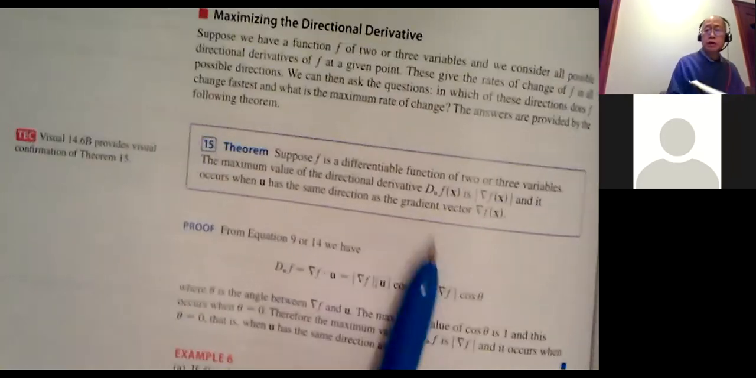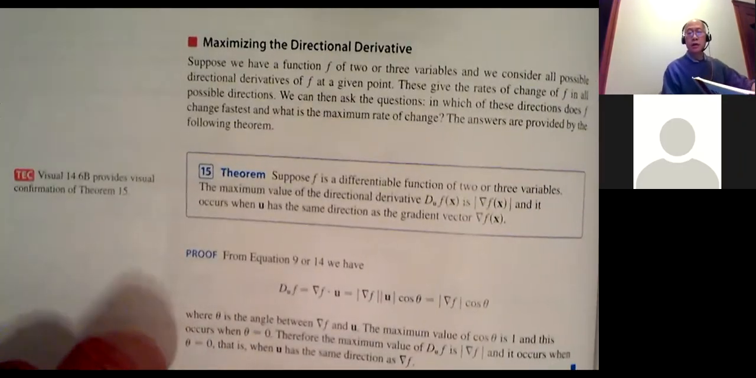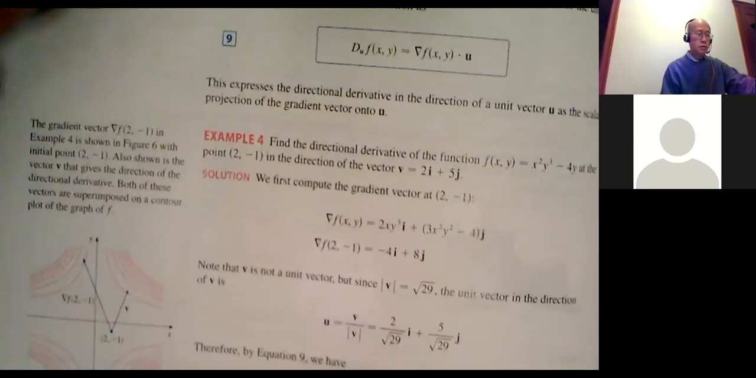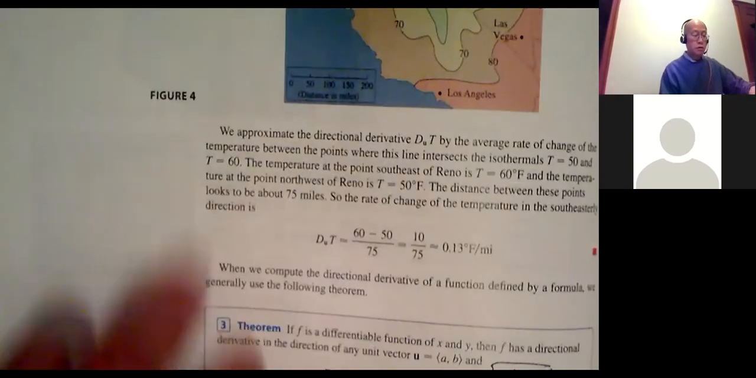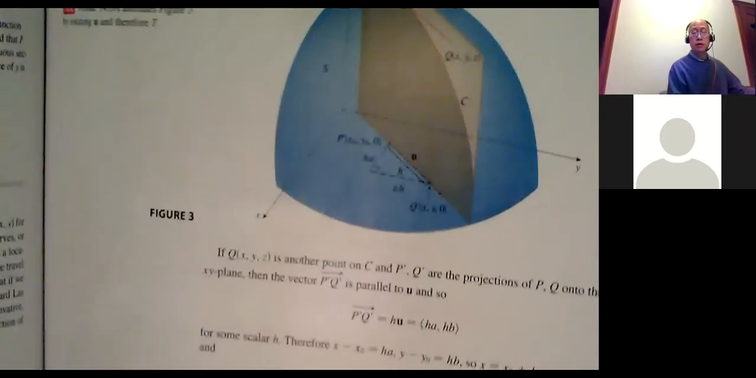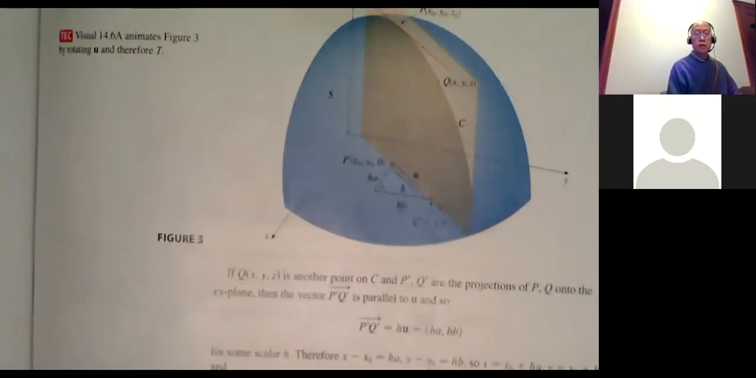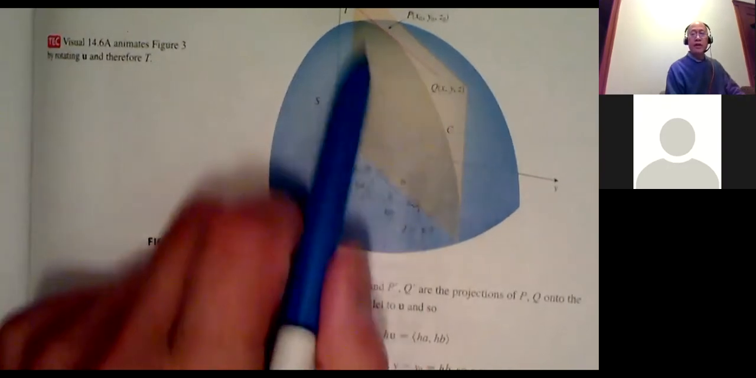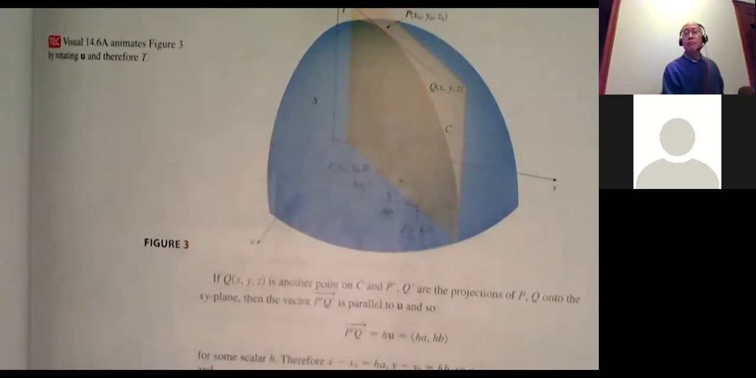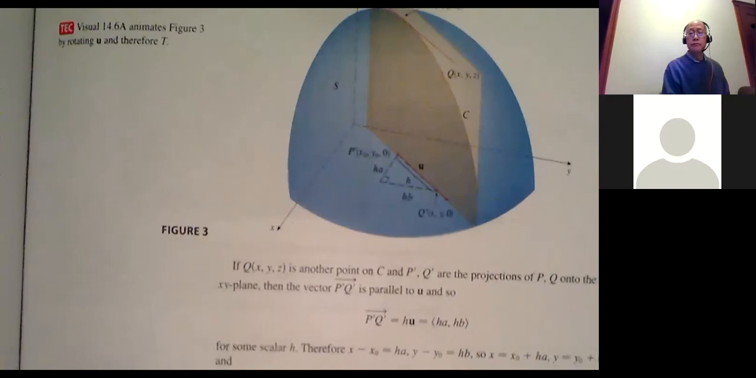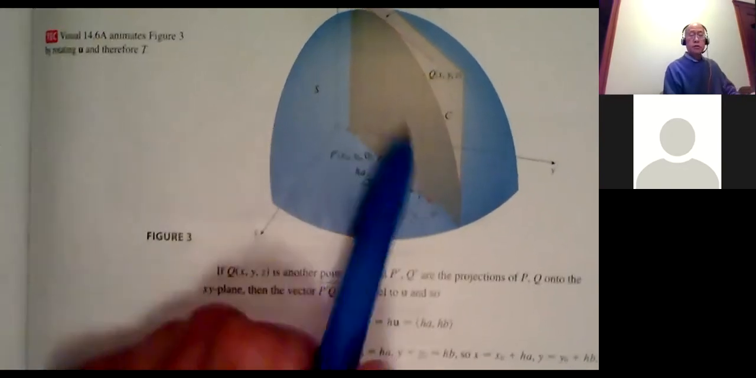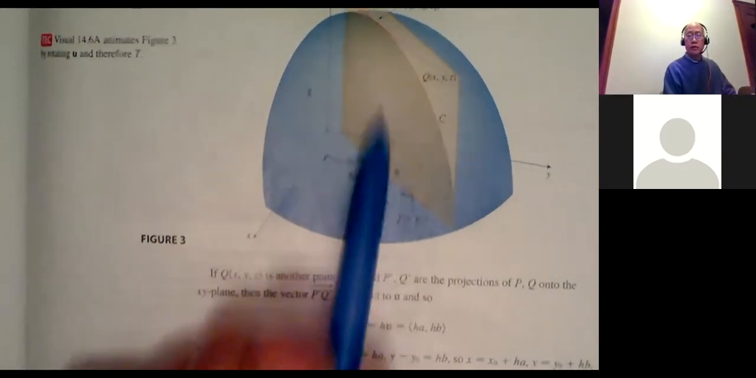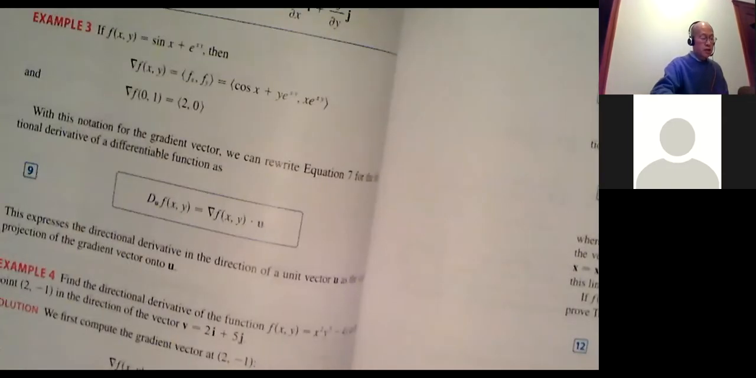Okay, so you're standing on this hillside. And when you're standing here, you can go that way, that way, that way, which will give me the maximum rate of change. So do I go that way or that way or that way? Where can I find the maximum rate of change?